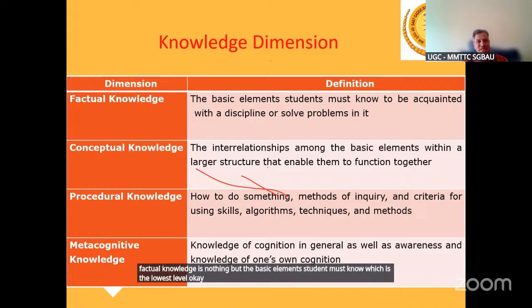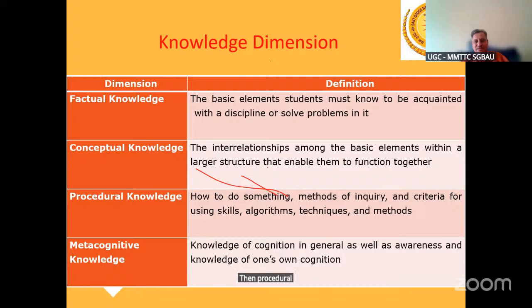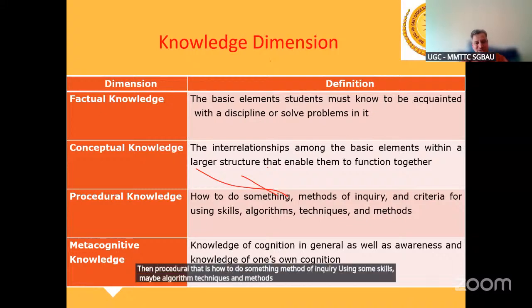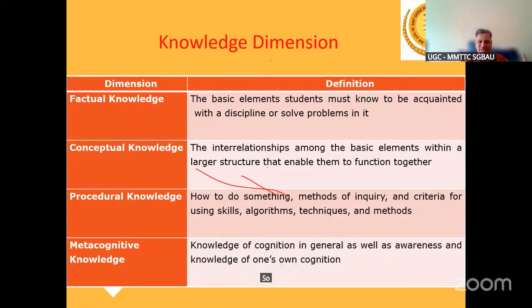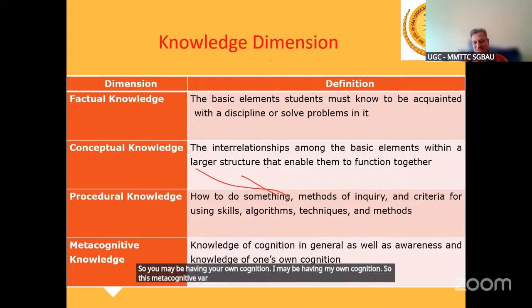Then conceptual is the interrelationship among the basic elements, how they are related with each other. Then procedural, that is how to do something, the method of inquiry, using some skills, maybe algorithms, techniques and methods. Metacognitive, now this is important, is knowledge of cognition in general as well as awareness about the knowledge of one's own cognition. You may have your own cognition, I may have my own. So metacognitive varies from person to person, it is a relative term. So there are 4 dimensions of knowledge.